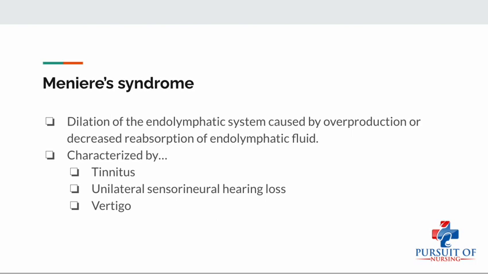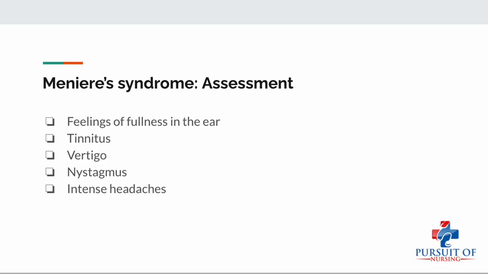All right, Meniere's syndrome is dilation of the endolymphatic system caused by overproduction or decreased reabsorption of the endolymphatic fluid. Meniere's syndrome is characterized by tinnitus or ringing in the ears, unilateral sensorineural hearing loss, and vertigo. So symptoms can occur in attacks. They may last for several days. It's very important to institute safety measures for this patient due to the level of vertigo that they can suffer with. So again, this patient is going to have tinnitus, vertigo. They may have intense headaches, nystagmus, and feelings of fullness in the ear.